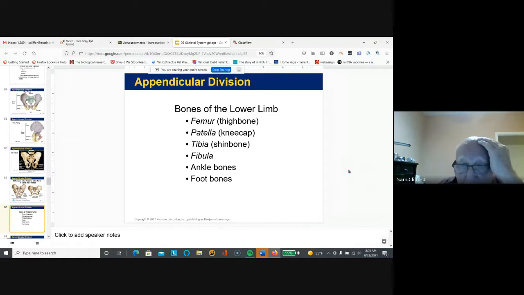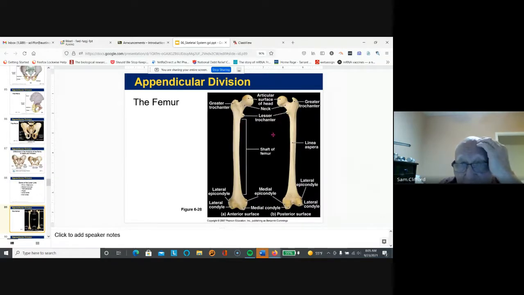Okay, the lower limb. So there'll be a great deal of emphasis on the femur. You should know the greater trochanter, the lesser trochanter, the neck, the surface of the head. I think there's questions on the linea aspera, and there'll be questions primarily focused on these structures at the superior or the proximal part of the femur. The head inserts into the acetabulum of the pelvis. There may be a few questions on selected parts of the distal femur.